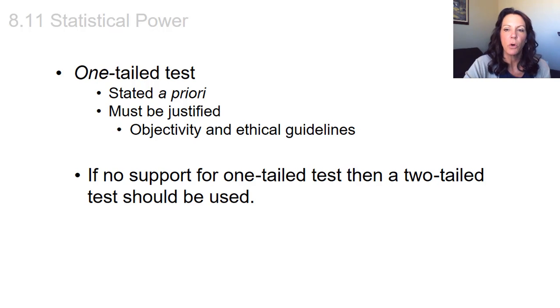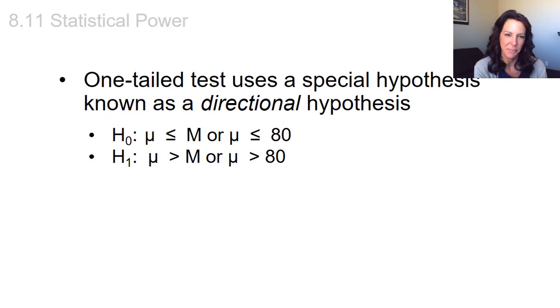And one more note, you could choose to do a two-tailed test even if you have that strong reason to think it should be in one tail or the other. We do this in order to make it a more rigorous test. So that's perfectly acceptable. You can do a two-tailed test when a one-tailed test is warranted. But if you don't have support for a one-tailed test, you don't want to do the one-tailed test.